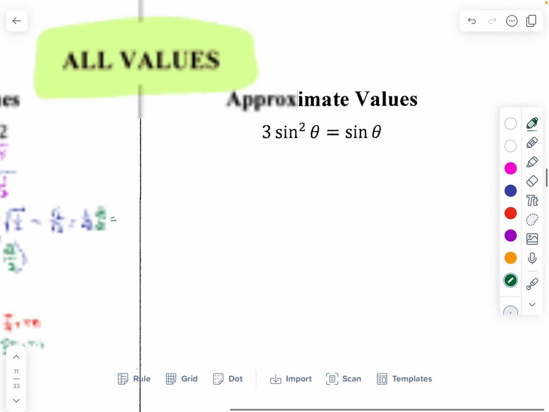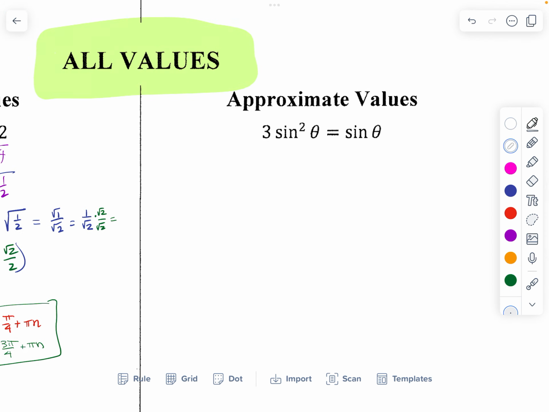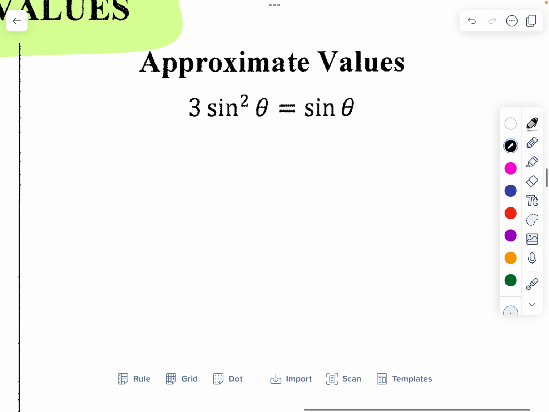All right, so let's look at this one. Again, we're looking at all values, not just positive values between 0 and 2 pi. So let's go ahead and solve this. Keep in mind, anytime you have your variable squared and a single variable, we cannot just divide this out. We need to set this equal to 0.